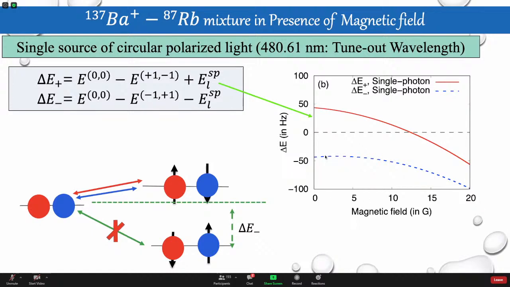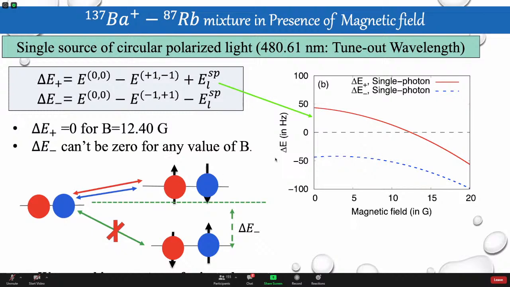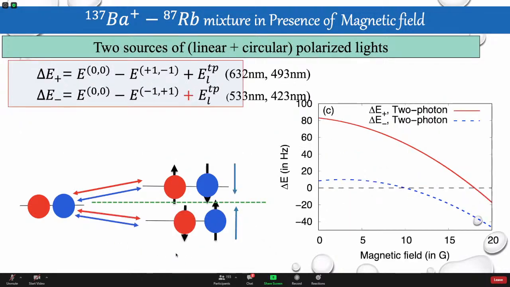And as we increase the magnetic field, you see that these state energy separations are constantly going down. But at a larger magnetic field there is a crossing, where the energy difference becomes 0 at some 12.40 Gauss. So at that higher magnetic field, in the presence of circularly polarized light, we see that spin oscillation is possible between 0, 0 and +1 or -1. But still 0, 0 to -1, +1 is not possible. But if we have two photon transitions, what would happen then?